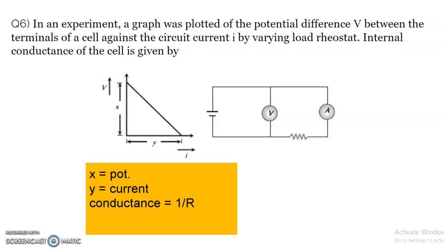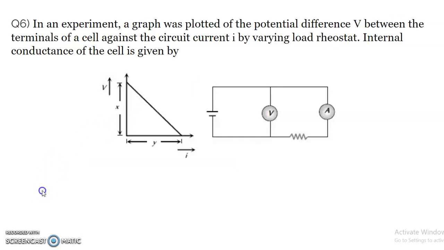We know that 1 by R will be equal to I by V, which will be y by x. Now let us check our answer. Yes, the answer is y by x. I hope you understood. Thank you for watching.